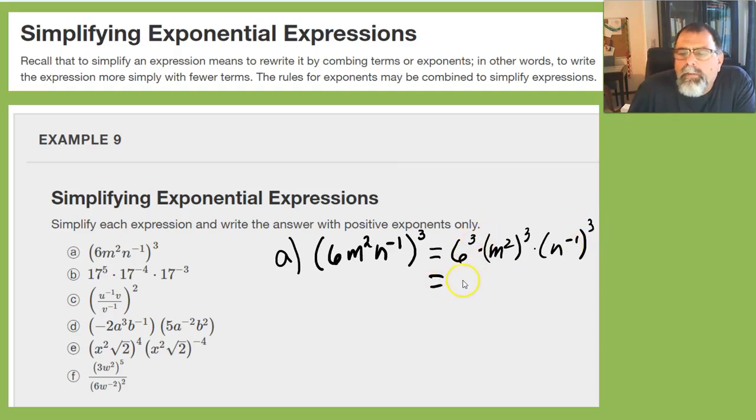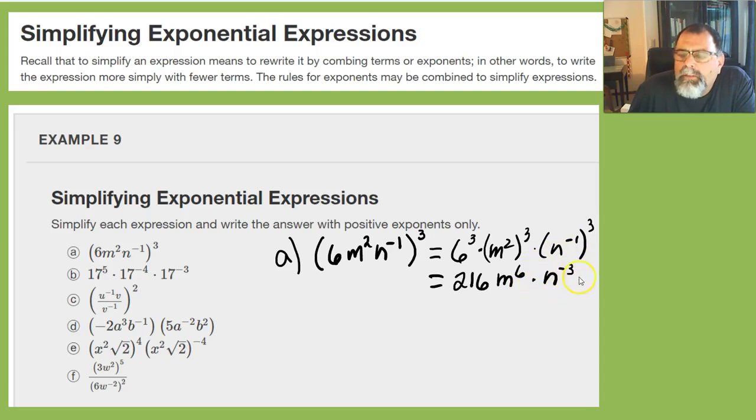So 6 to the 3rd is 216. 6 times 6, 36 times 6, 216. m squared to the 3rd, so that's power to the power. So 2 times 3 is 6. And then negative 1 times 3, this is power to power again. Negative 1 times 3 is negative 3.